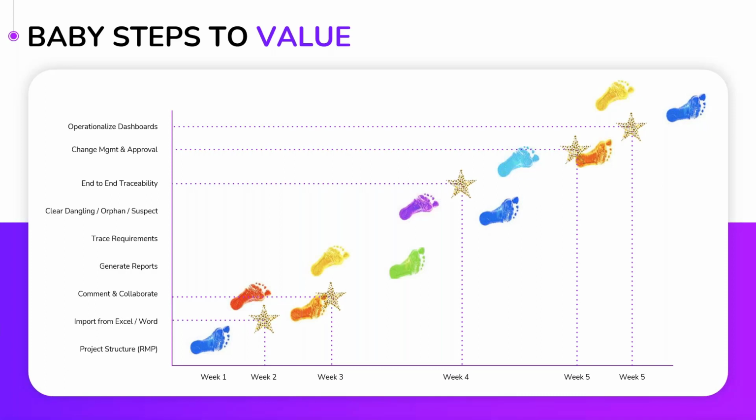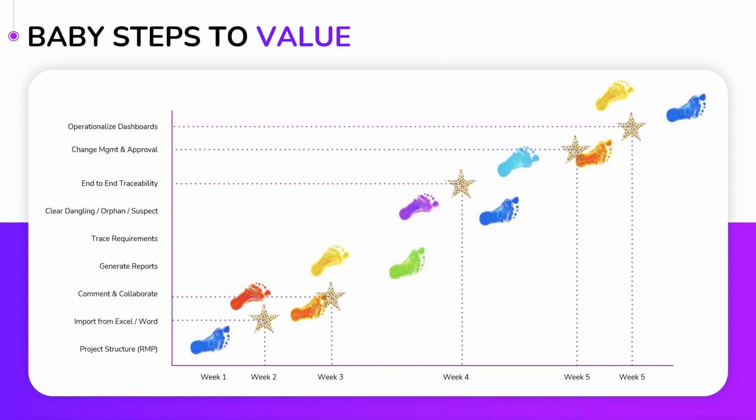So my recommendation for any teams that are currently using Excel and Word or using a tool is, initially when it looks overwhelming, where you're like, oh my God, there's so much that we need to change, my recommendation is to do baby steps. Based on my experience dealing with lots of customers who have taken this journey, step one is, I'm going to spend a week and define the project structure. I'm going to define my RMP. And a week or two later, I will be able to import my existing legacy requirements from Excel and Word. And then my team can actually comment, collaborate, and work in the single source of truth. That's a milestone by itself, right?